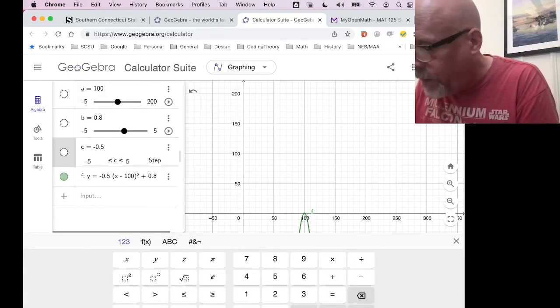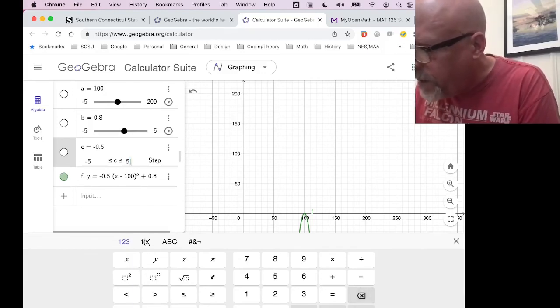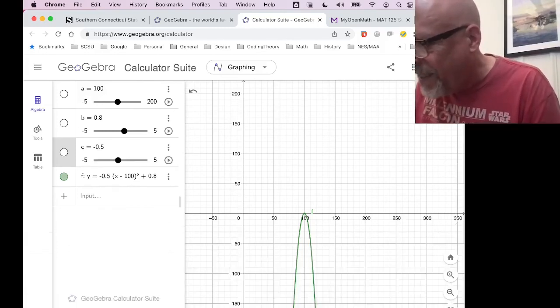Honestly, I don't want to have it anywhere near 5. I don't want it to be in positive territory at all. What's it want to be? There we go. All right. Did I just change that? Oh, good grief.